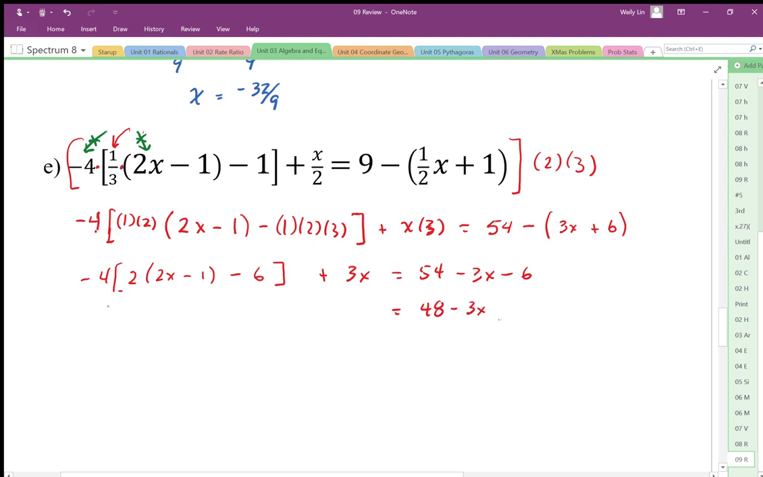Here, when I distribute this all out, I'm going to end up with -4x minus 2 minus 6 plus 3x. This becomes -8, so I end up with -16x plus 32 plus 3x, and that's equal to 48 minus 3x.